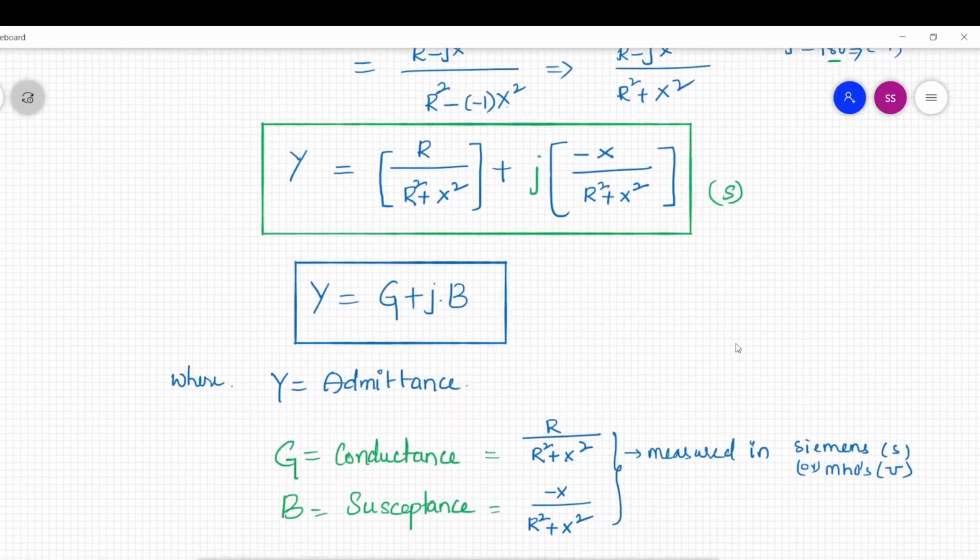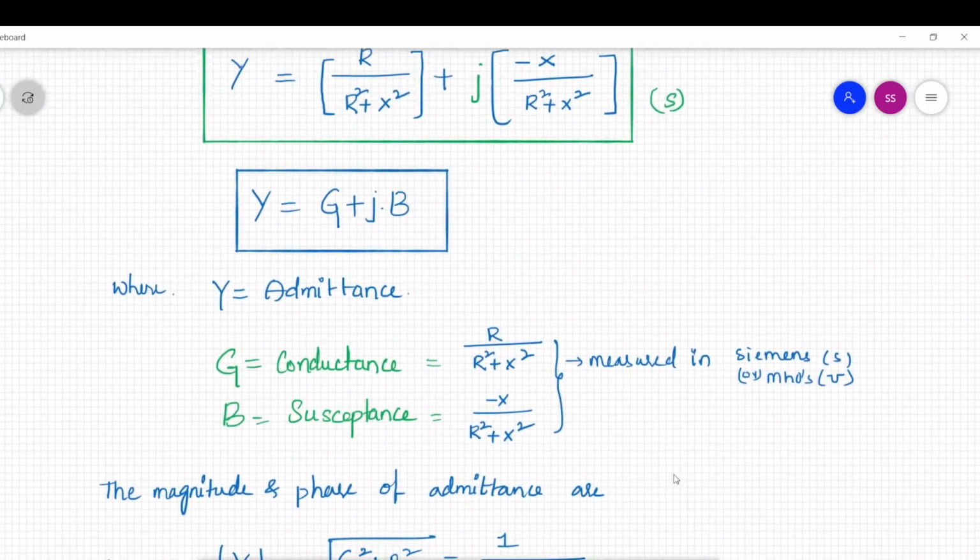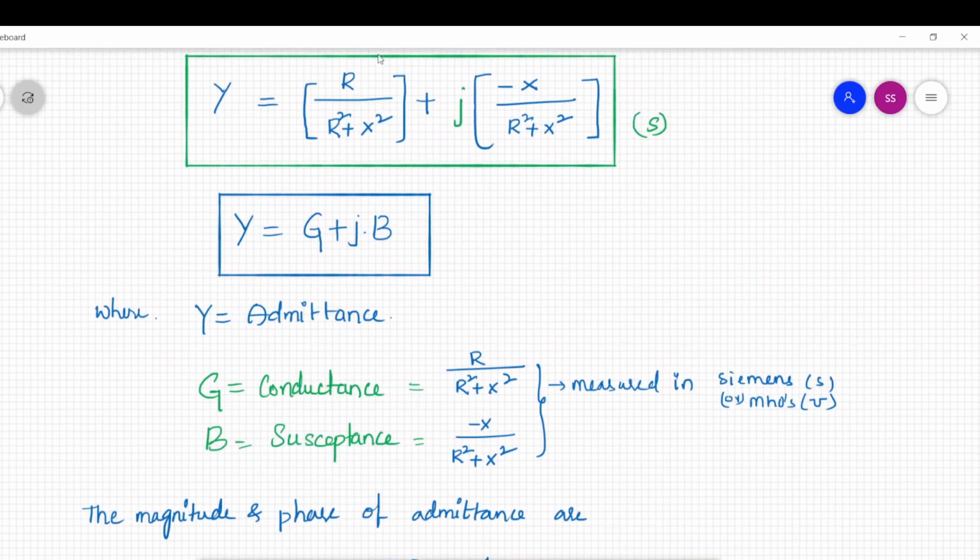Here we are getting two new terms, G and B. This term can be replaced with G and this term can be replaced with B, where Y is admittance, measured in Siemens, and G is called conductance. This is the reciprocal of resistance, measured in Siemens. And the B term is called susceptance, which is the reciprocal of reactance. This is also measured in Siemens or mhos.